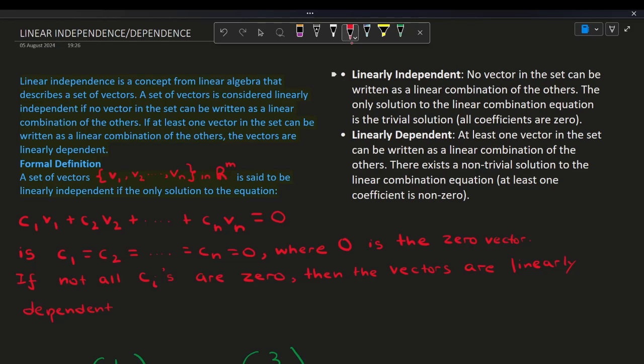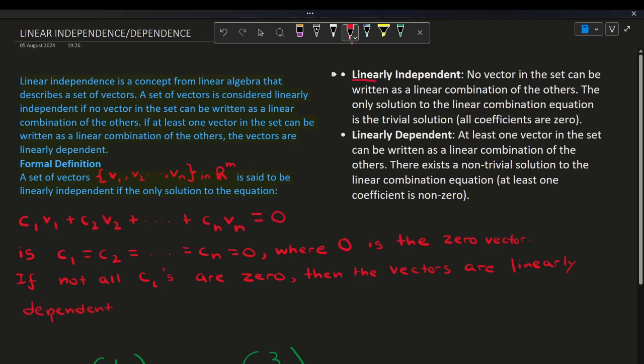Hello everyone, welcome back to the linear algebra series, and today I'm going to be teaching you all linear independence and linear dependence. This might seem overwhelming at first, all this information, but I'm going to break it down for you so that it's easy. So let's just first see the definitions.